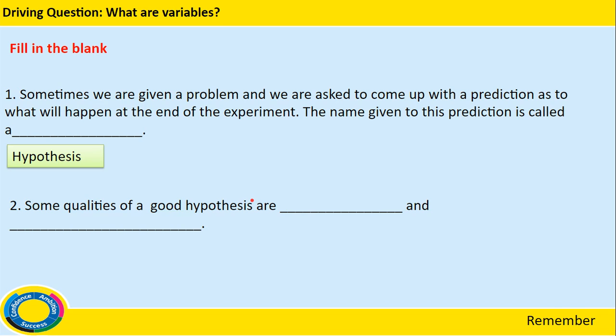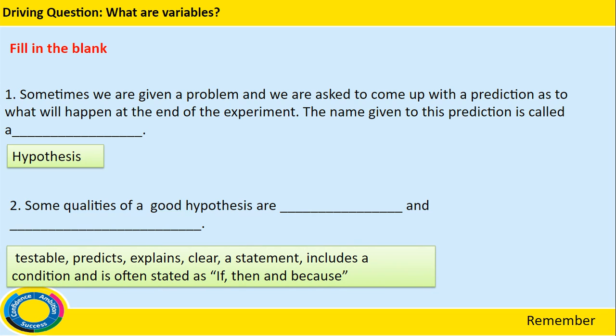Number 2. Some qualities of a good hypothesis are something and something. Now, for this answer, you can write a variety of answers, and here are some examples. It must be testable. You must be able to predict, have some type of prediction of what you think will happen or occur. It should be able to be explained. So it must have some type of explanation behind the outcome, and also it should be clear, and it should have a statement including if or then or because, so that the experiment is clear, and the data that's produced from that experiment should be easy to explain and tested by others as well, for accuracy and precision.